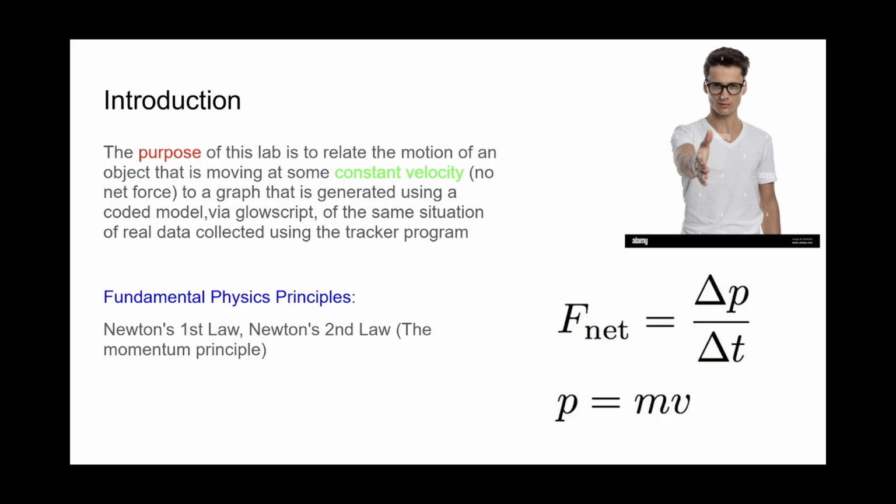The fundamental physics principles used in this lab were Newton's first law, which states that an object in motion will remain in motion unless acted upon by an outside force. In this case, there was no outside force, so that is how it was related to constant velocity. And then Newton's second law, the momentum principle, which is shown right here in these equations.